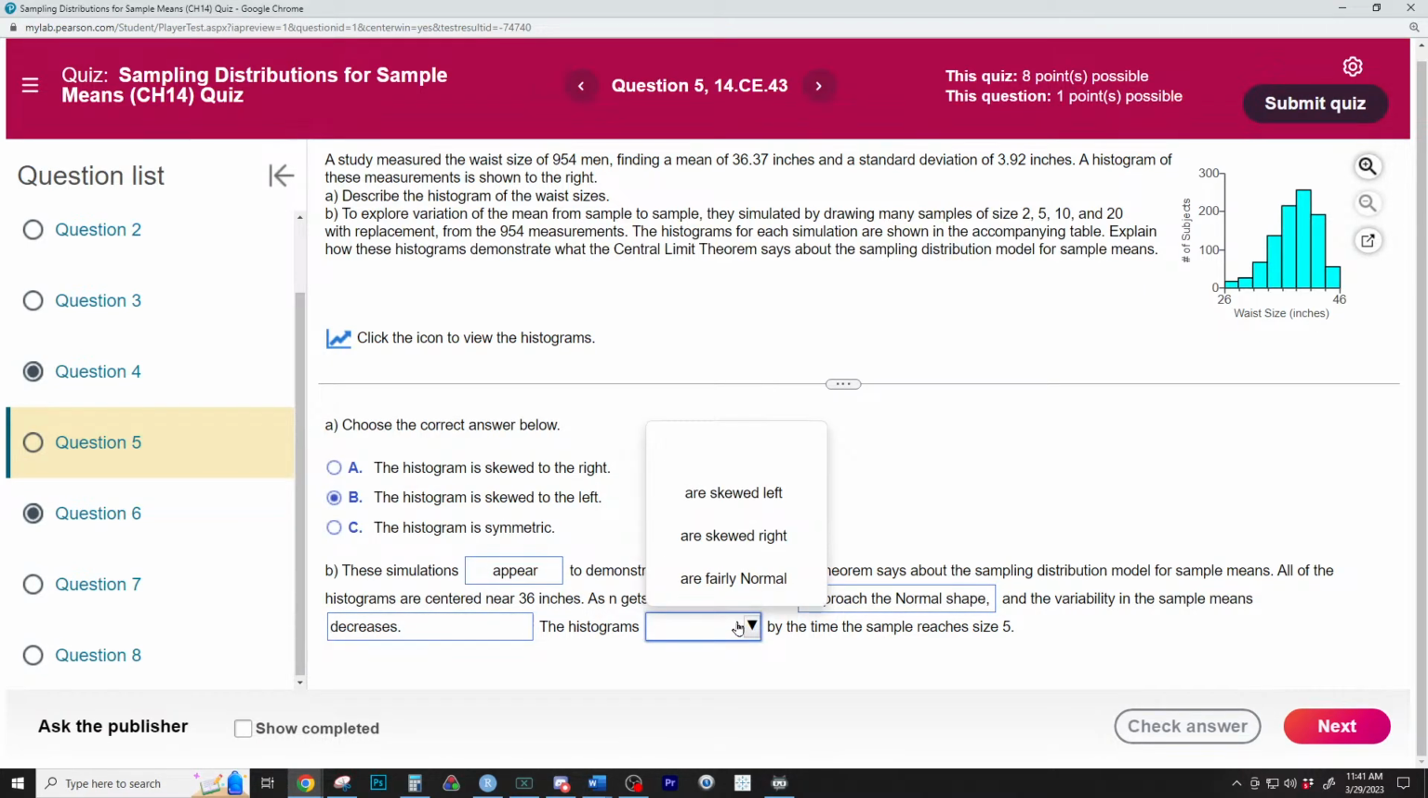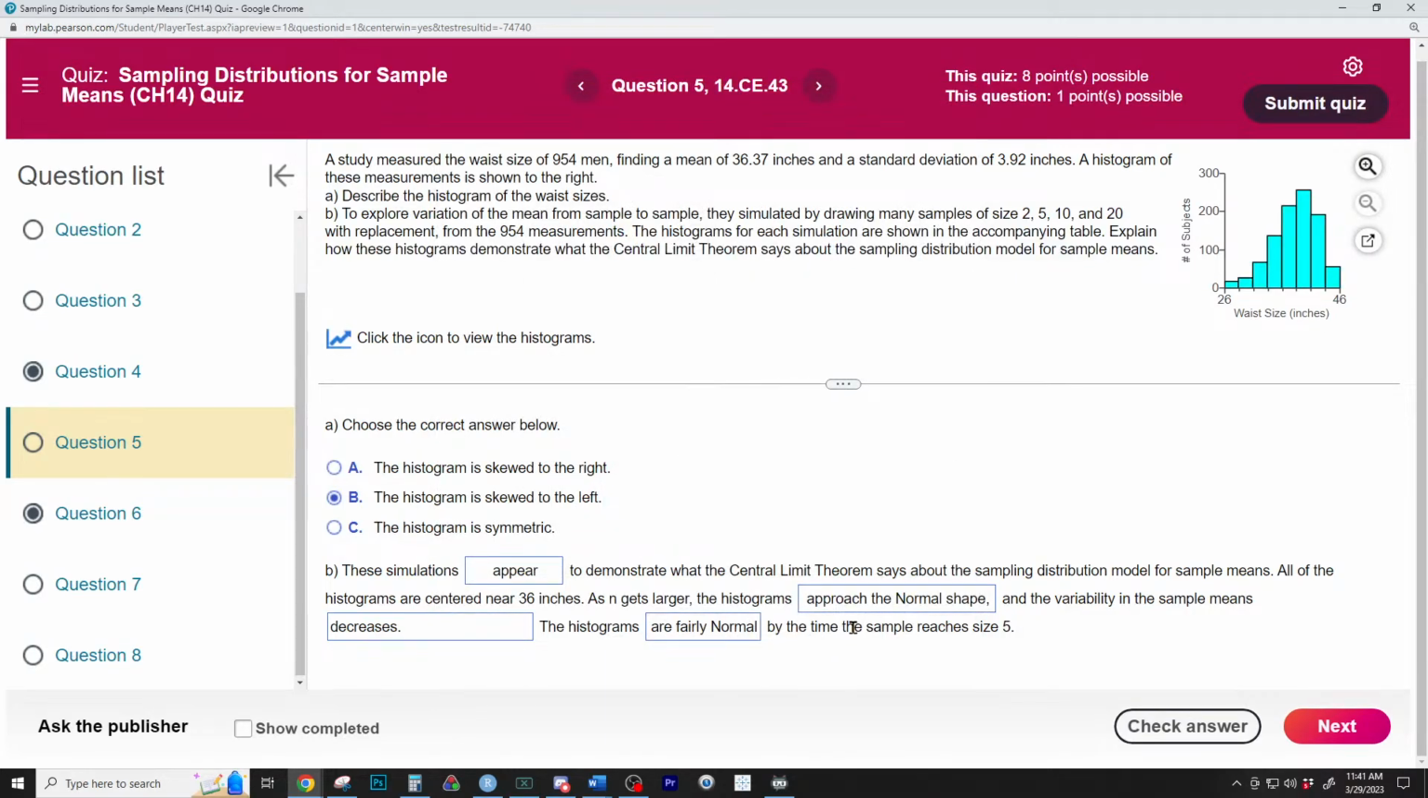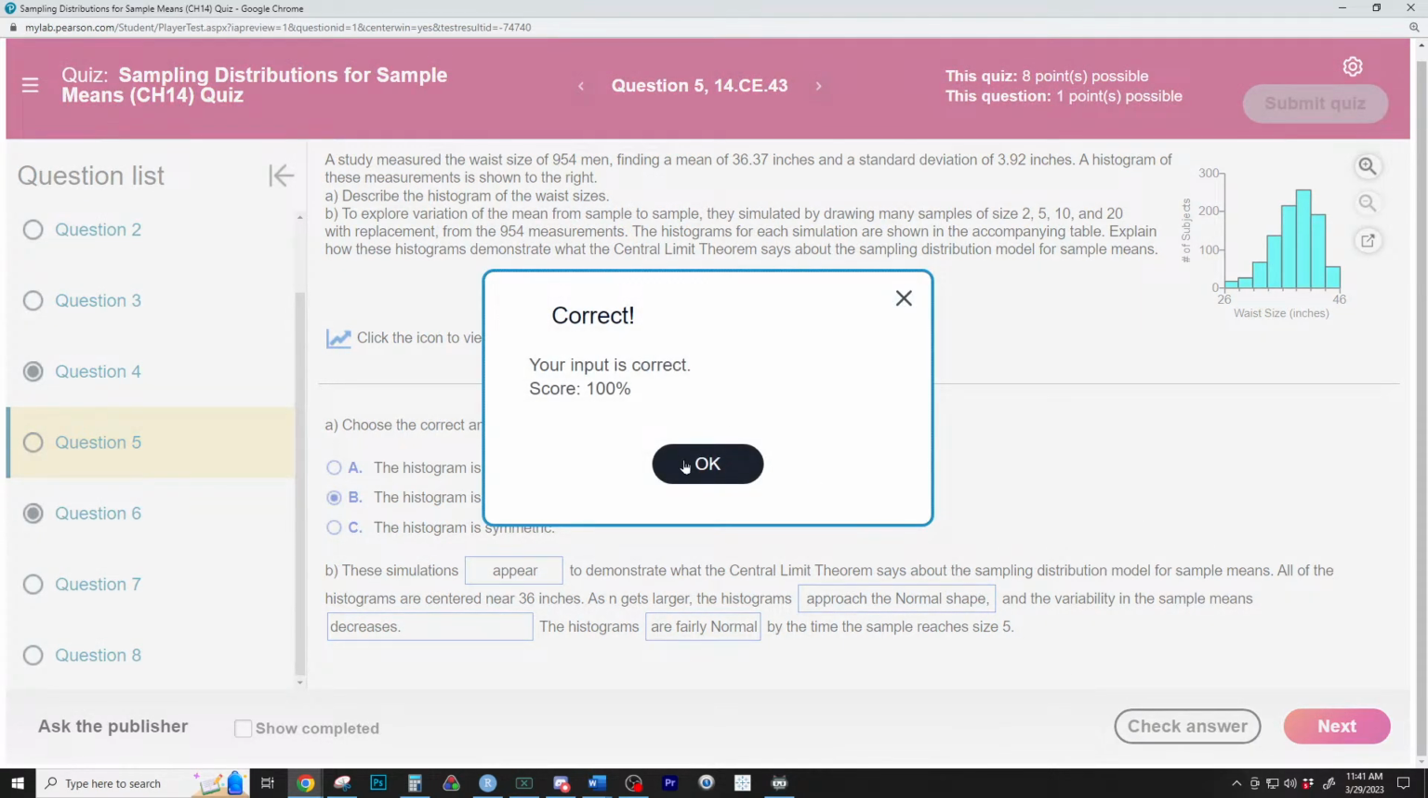The histograms, and here we go, are fairly normal by the time the sample size reaches 5. So it's kind of normal. I thought around 10, but they're going a little more here. And I think they used to have you input the 5 number, but maybe they saw that people were not getting that right. But they're fairly normal, which is what we're going with.